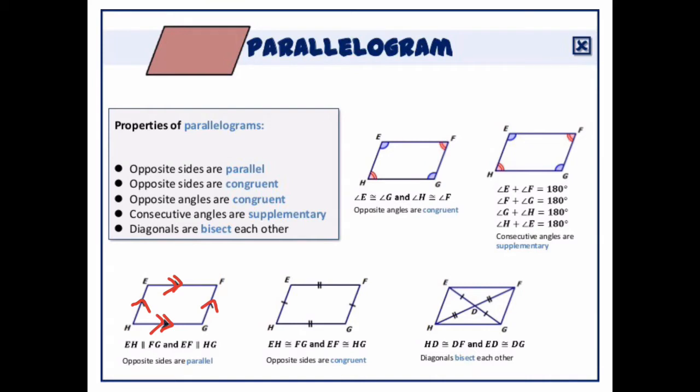Our second property is that opposite sides of a parallelogram are always congruent. So you'll see that here. Our left and our right are equal to each other, and our top and our bottom are also congruent to each other.